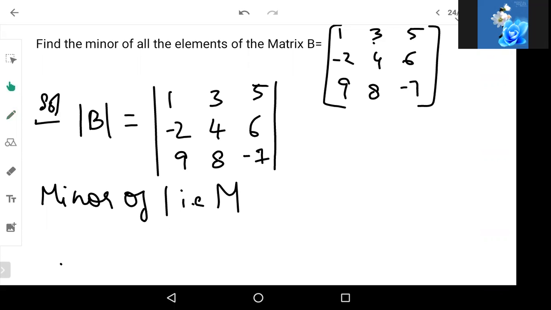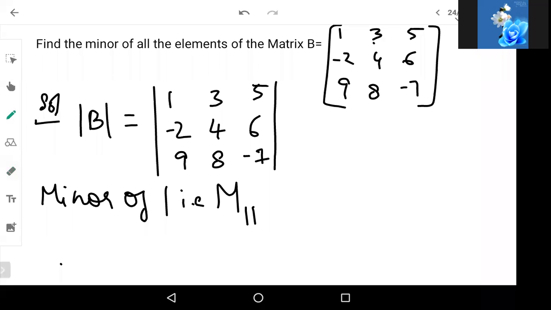In which row is this 1? First row. So M, usually it is denoted as Mij, where i is the row. So M1, and which column? First column. So this is in first column and first row. So M11. So we denote this first minor as M11.